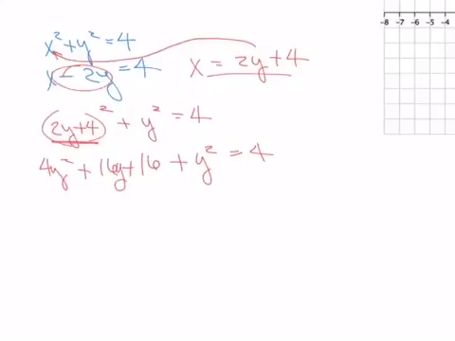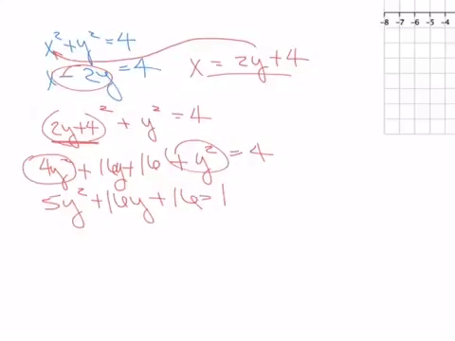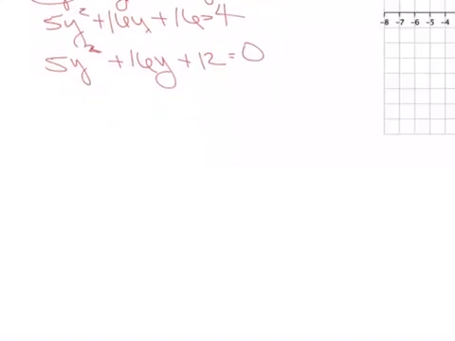Alright, so now that we have that, let's start combining things. This and this can combine to be 5y squared plus 16y plus 16 equals 4, right? Okay, now we can make 2 parentheses. Well, in fact, let's not make our 2 parentheses yet. We've got to set this equal to 0 before we do that. Okay, so there's our equation. Now we have to solve for y.